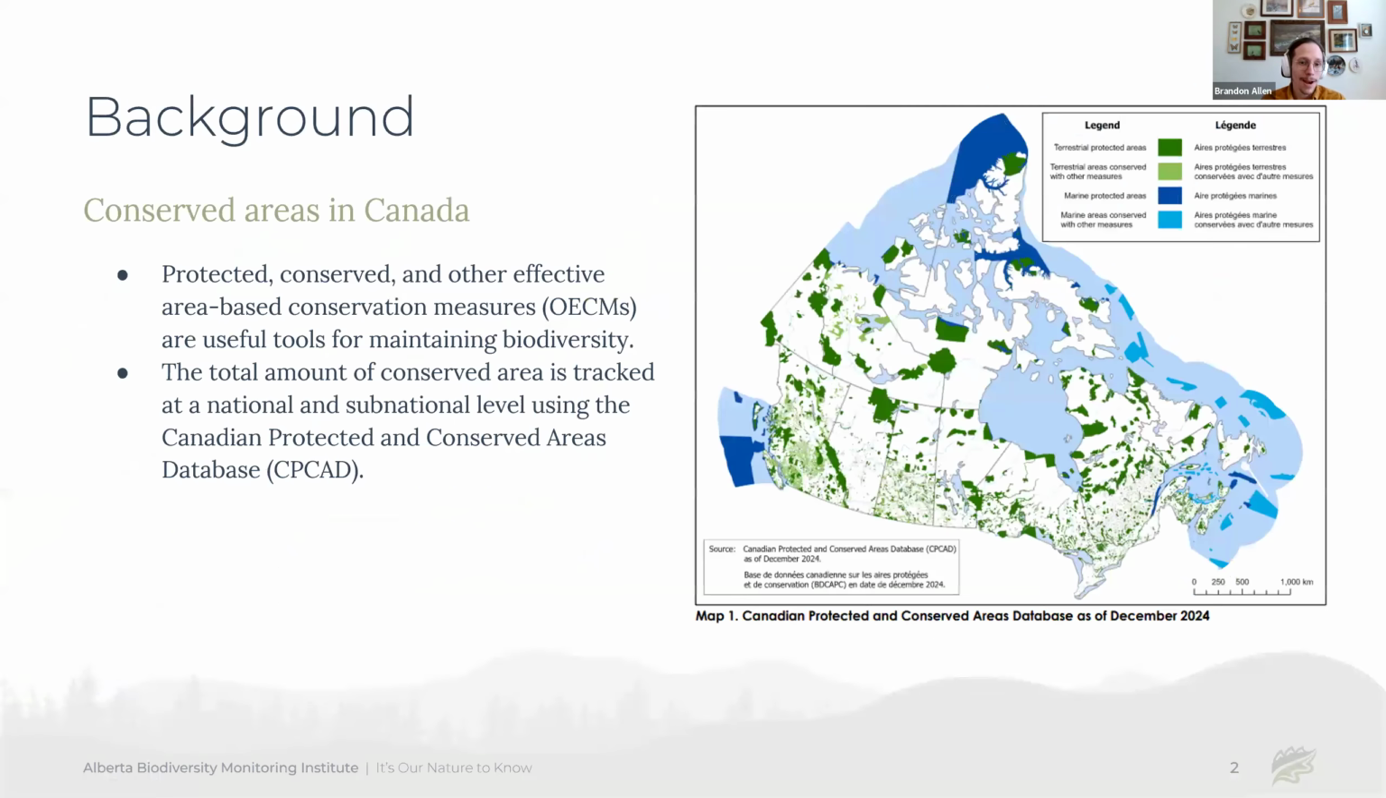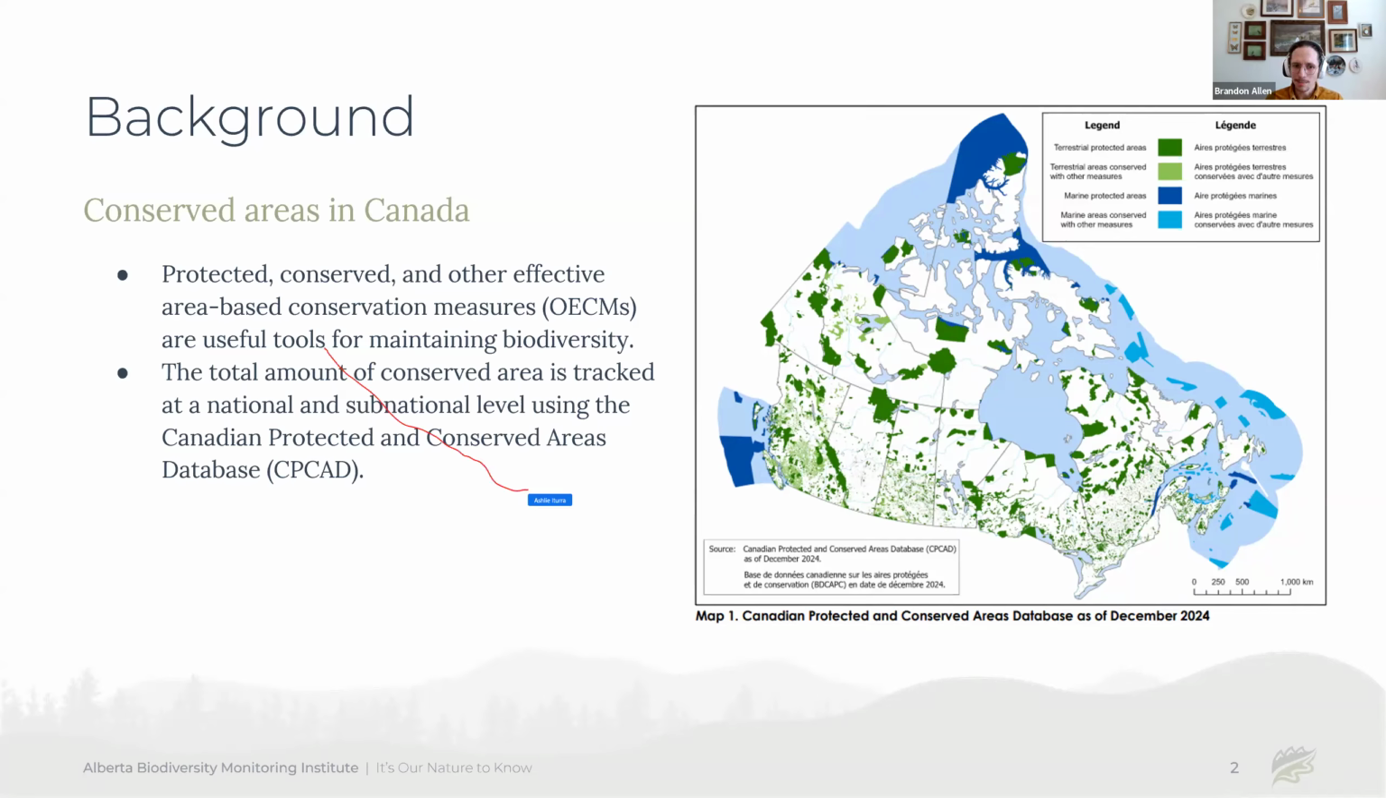So just a little bit of background. Thinking of conserved areas in Canada, we have protected, conserved, and what is known as other effective area-based conservation measures, known as OECMs. And these are really effective tools for maintaining biodiversity across the landscape. The figure on the right here is showing the current distribution of what is counted as a conserved, protected, or OECM area as of 2024 across Canada.